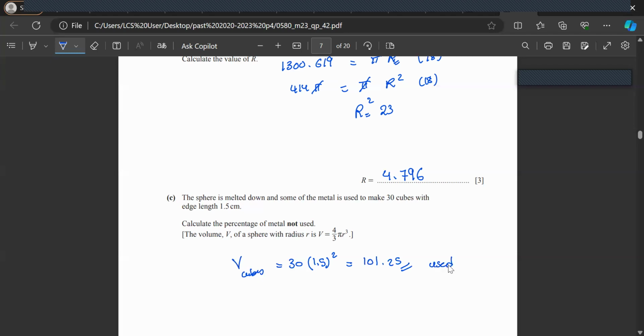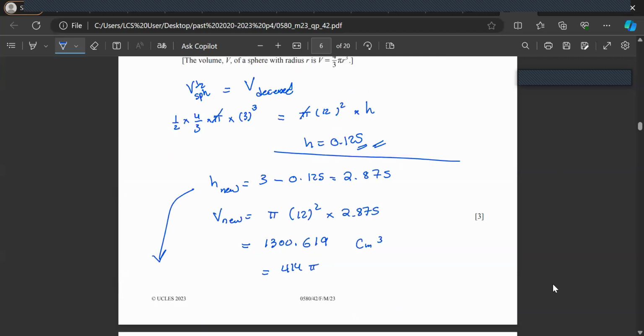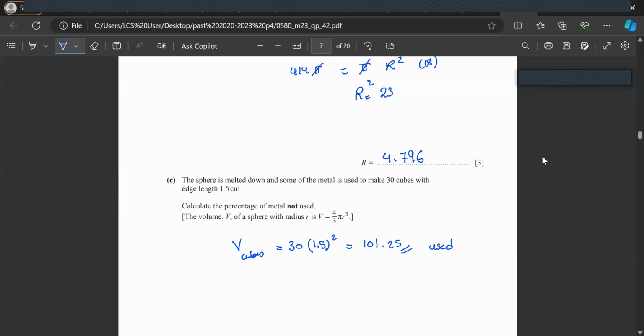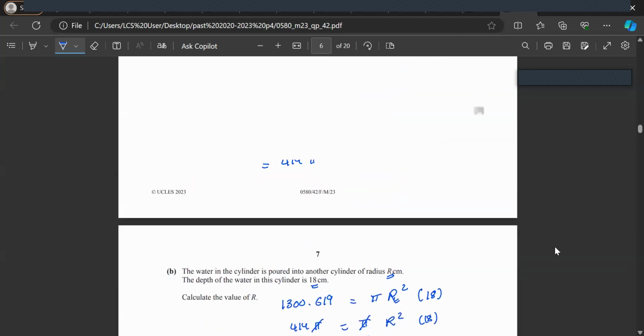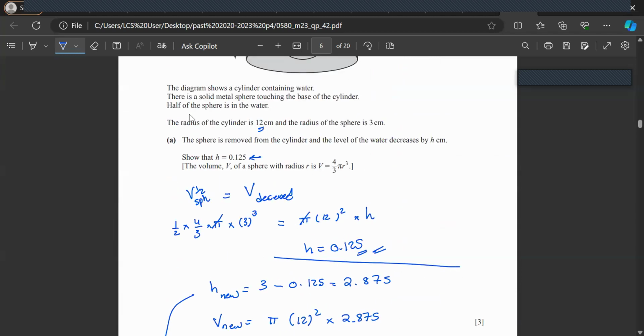But how to get the volume that is not used? I have to get the volume of the whole sphere, right? We got before the volume of half the sphere. You can use it here, or you can substitute from the beginning. What is the rule for the volume of the whole sphere? 4/3 pi r cubed, and for r, go back to the question to find the radius of the sphere. What is the radius of the sphere here? 3 centimeter.